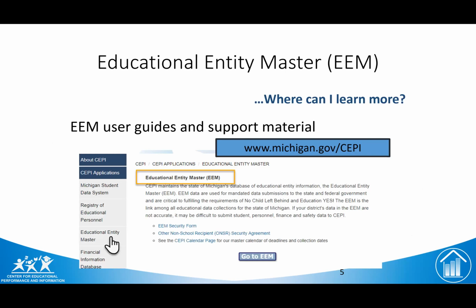The EEM is at www.michigan.gov/CEPI. You can get there by going to our page and then clicking on the Educational Entity Master. You'll need a My Login account to get into the EEM. Not everyone needs to have access to the EEM. We just need to make sure your college has an authorized user to make changes, and that authorized user keeps all of your information up to date as it changes.